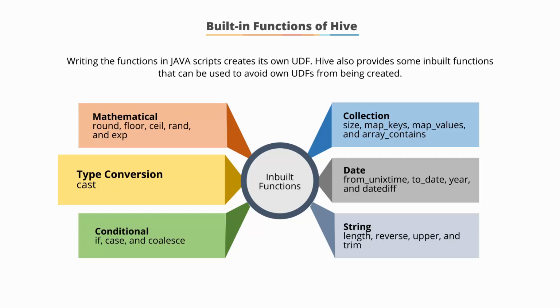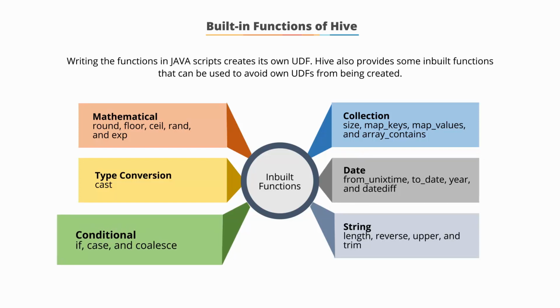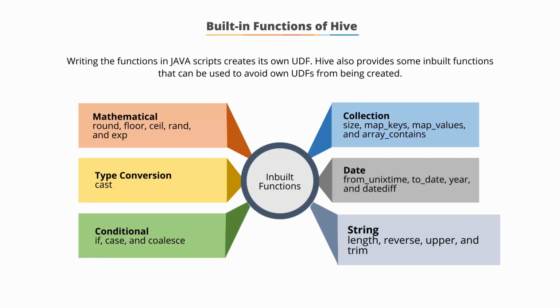For data type conversions, you can do things such as cast. For dates, you can use the following APIs, such as from_unixtime, to_date, year, and datediff. For conditional functions, you can use if, case, and coalesce. And for string functions, you can use things such as length, reverse, upper, and trim.